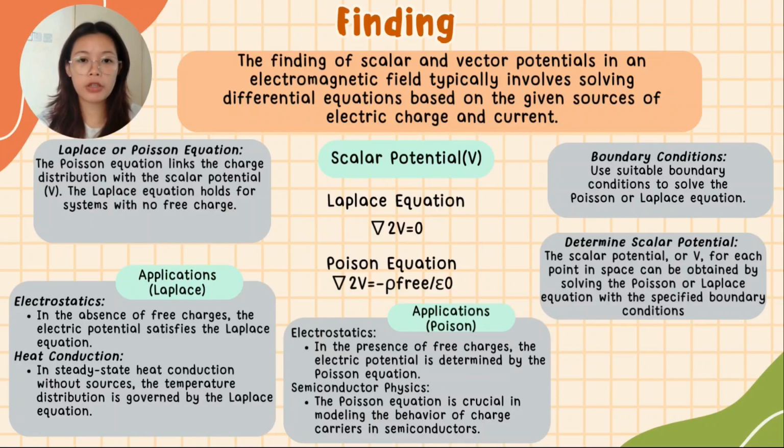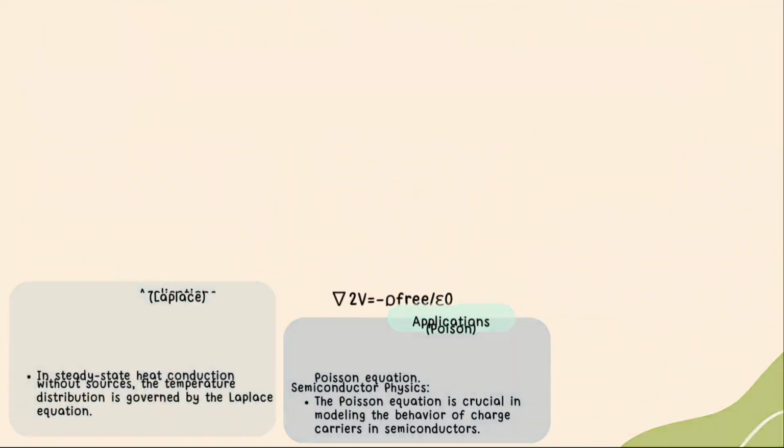As for the application in Poisson equation, the first one is in electrostatic. In the presence of free charges, the electric potential is determined by the Poisson equation. As for the semiconductor physics, the Poisson equation is crucial in modeling the behavior of charge carriers in semiconductor.